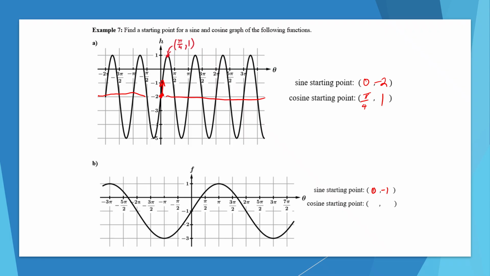Our cosine starting point is just going to be at the maximum going down. So here, a good cosine starting point would be pi comma +1 there. All right.